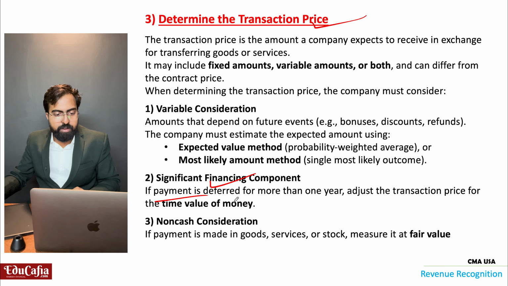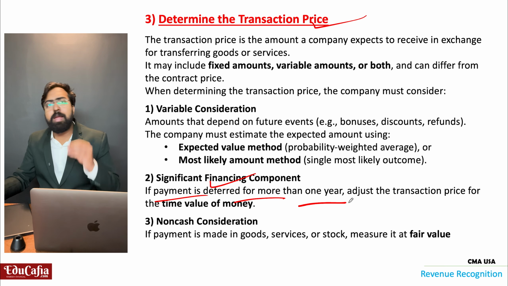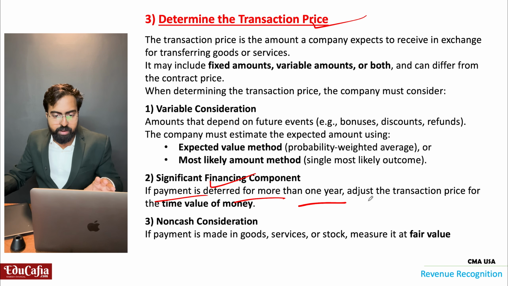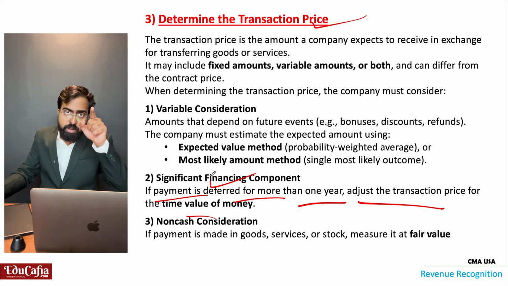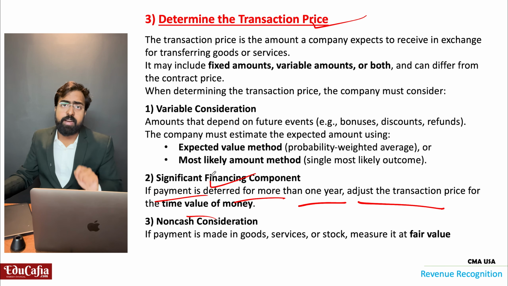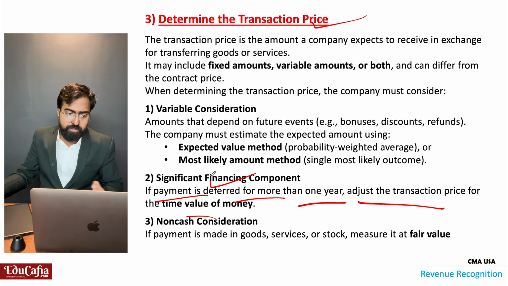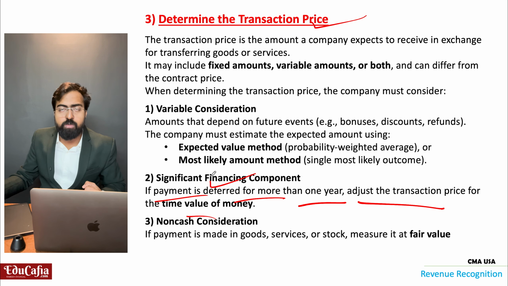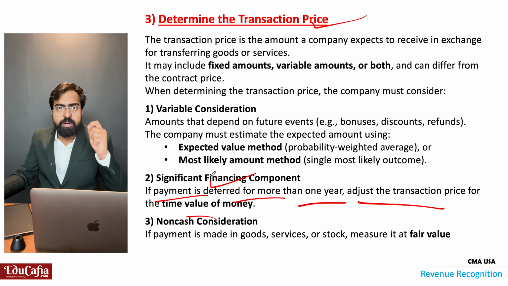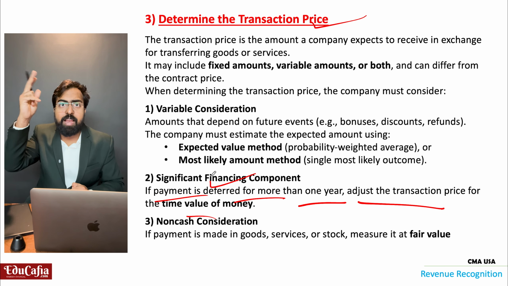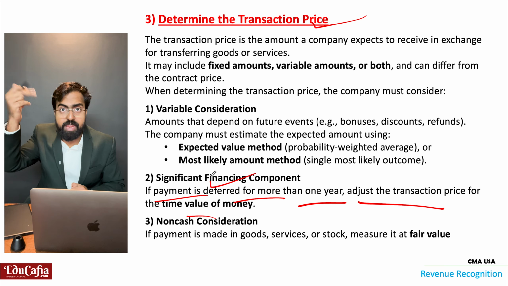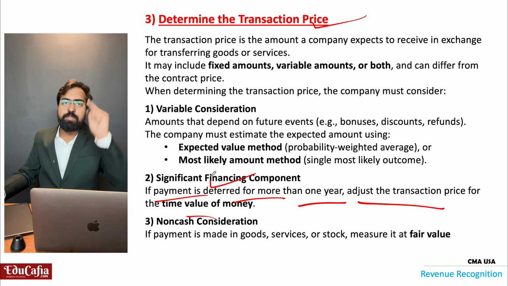And a significant financing component. If payment is deferred for more than 1 year, we have to adjust that money for the time value of money. Present value, we studied, right? If payment is happening after 1 year or 2 years, the time value of money is coming down. The contractual price we have written, 1 lakh, is today's money. If payment is received after 2 years, we have to calculate the present value of that money. That is our transaction price.